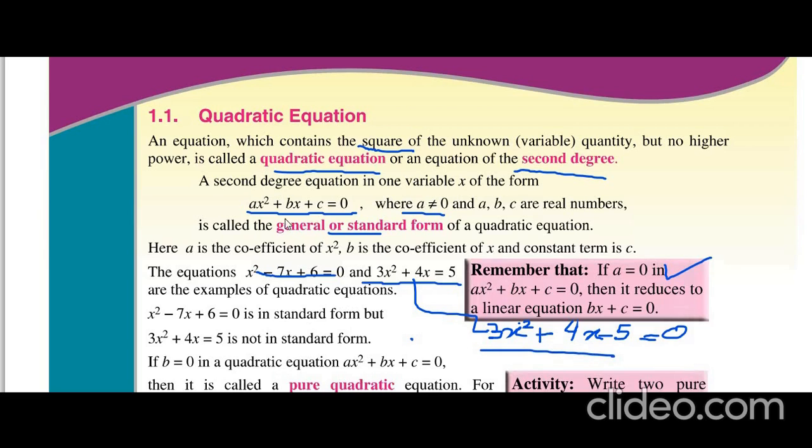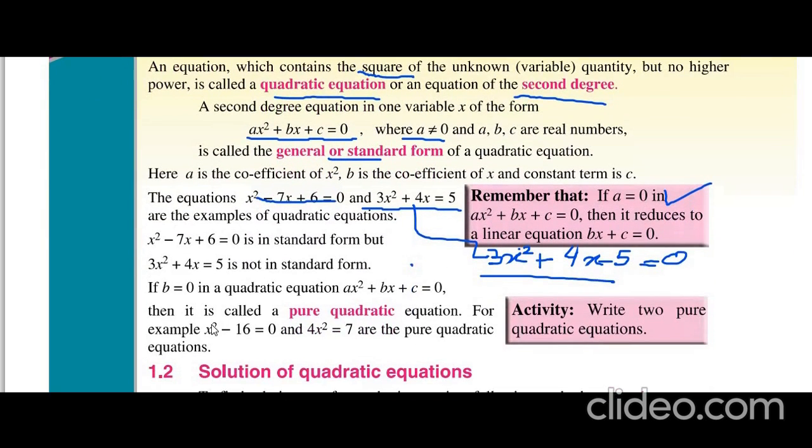What happens if b equals to 0 in this quadratic equation? Then this quadratic equation becomes a pure quadratic equation. If b equals to 0 in a quadratic equation, ax square plus bx plus c equals to 0, then it becomes a pure quadratic equation. For example, x square minus 16 equals to 0. Here b equals to 0, a is 1 and c is minus 16. This is also the pure form of quadratic equation, because b equals to 0 in this equation.